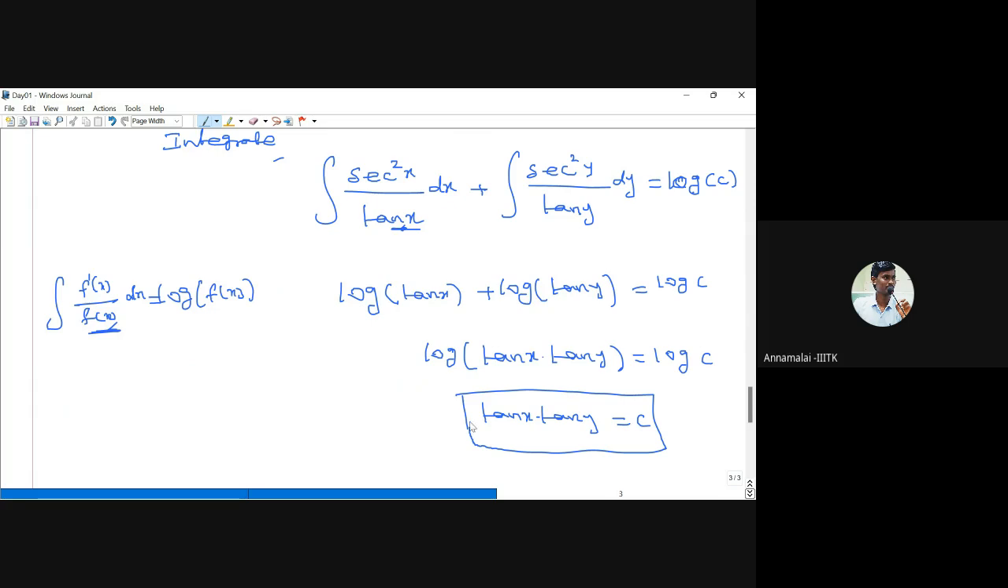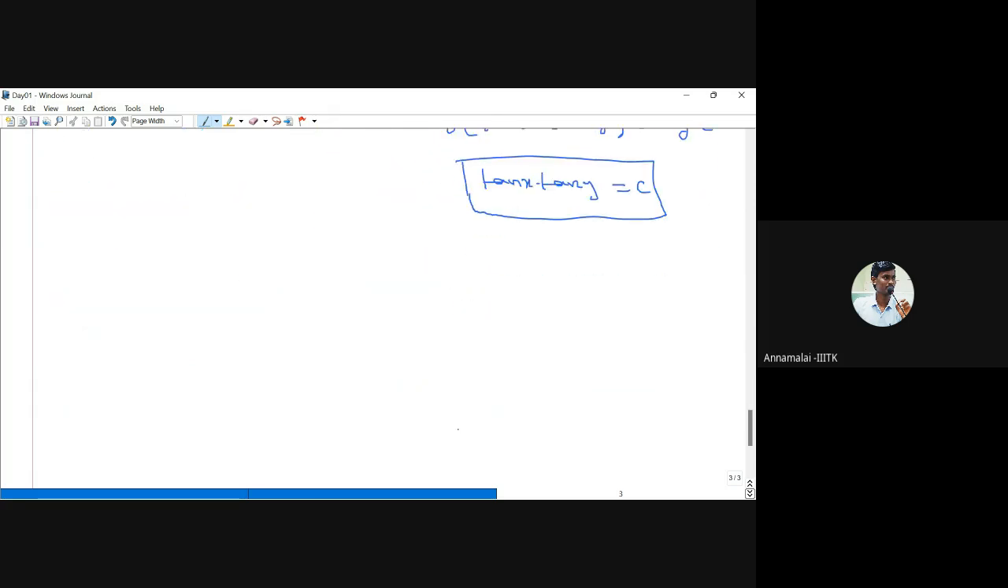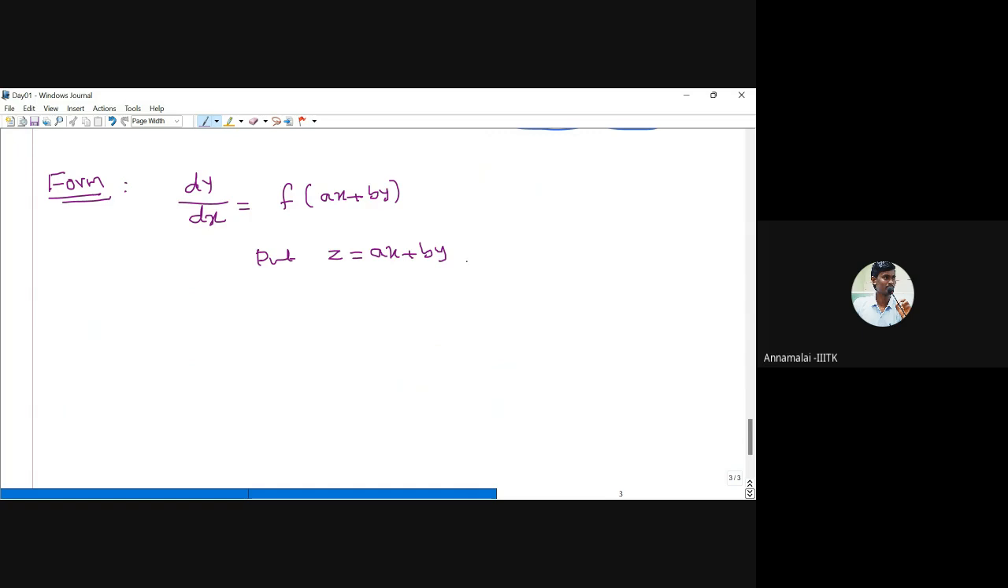Okay. So this is the first method, separation of variables. Now suppose a differential equation where the right hand side is of the next form: dy by dx equal to a function of ax plus by. Then in that case, we have to put z equal to ax plus by, and then apply the separation of variables.